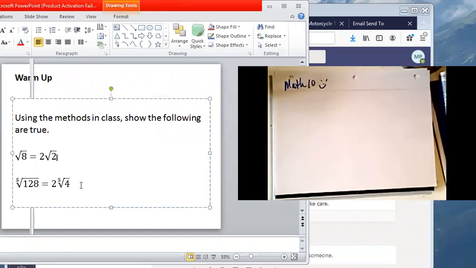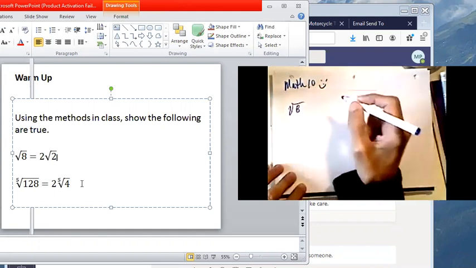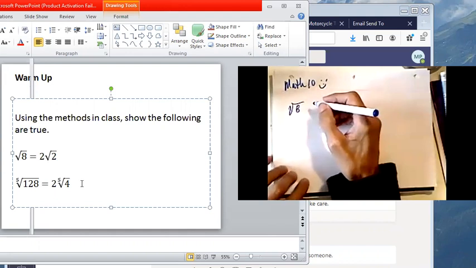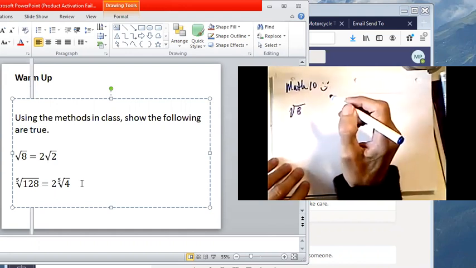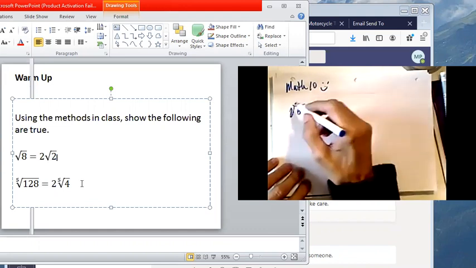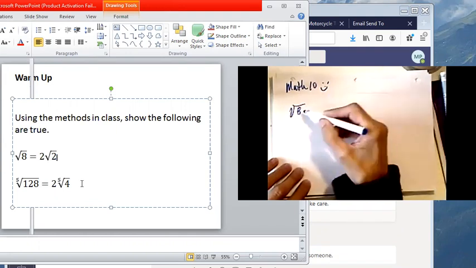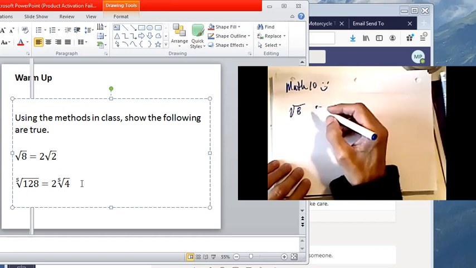Yeah, so root 8, which is 2 times 2, which is 8. No, sorry. Square root of 8 equals 2 root 2, which is 2 times 4 is 8. But we don't have 4.